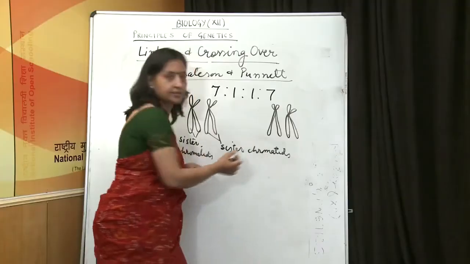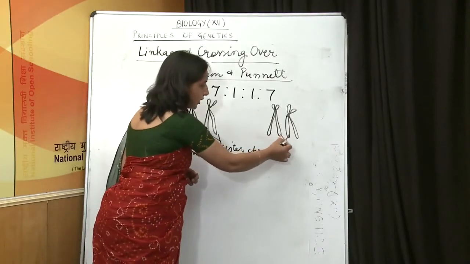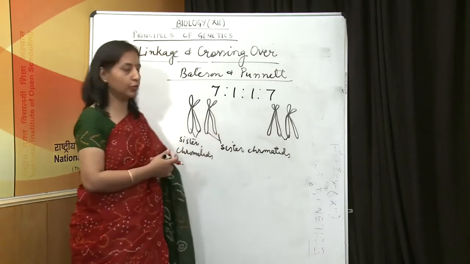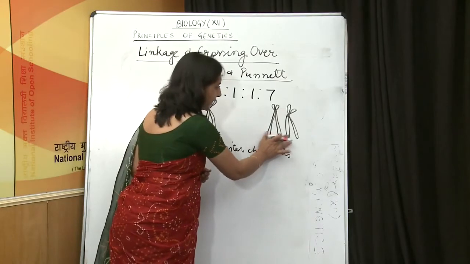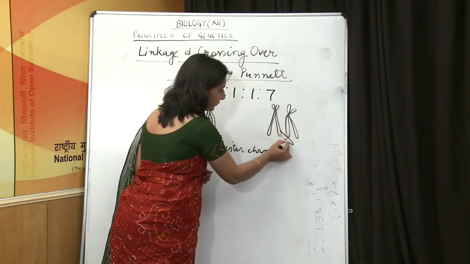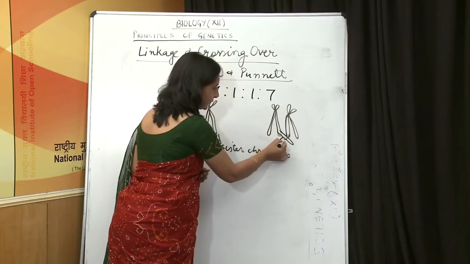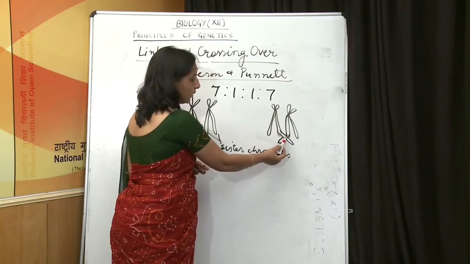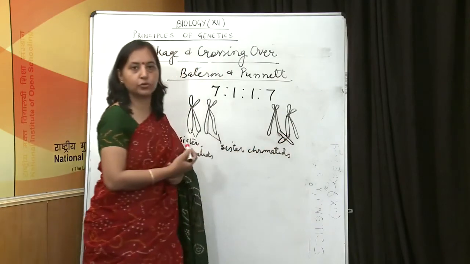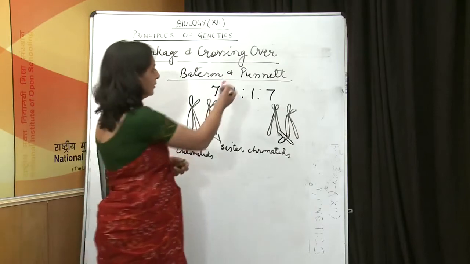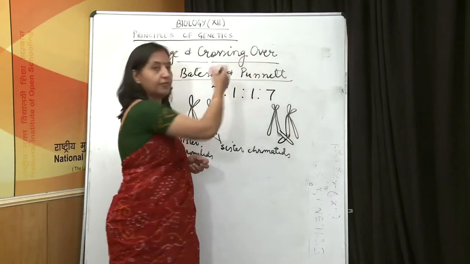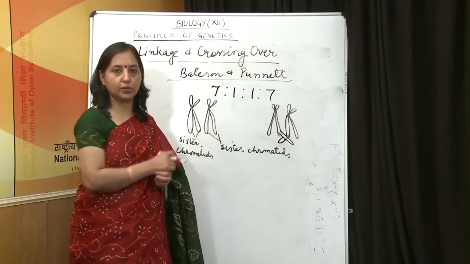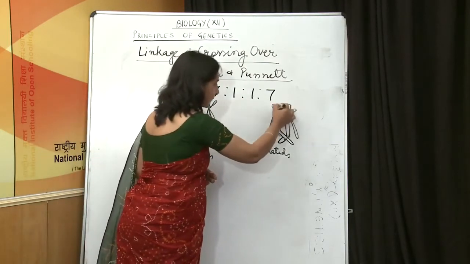These two are non-sister chromatids because they belong to two different chromosomes, though they are the same homologous pair of chromosomes. At the time of crossing over, there is exchange of genetic material between non-sister chromatids of homologous pair of chromosomes, and this phenomenon is called crossing over. It is responsible for the appearance of recombinants in the second generation after a dihybrid cross.